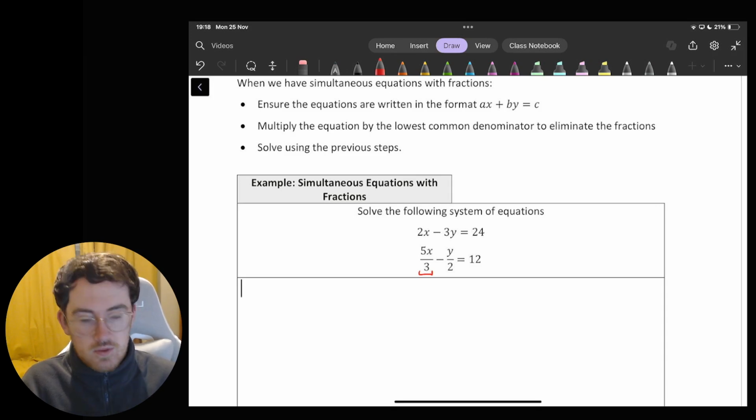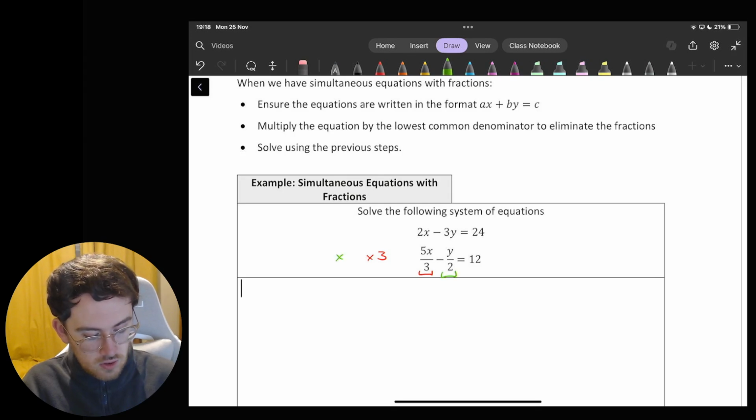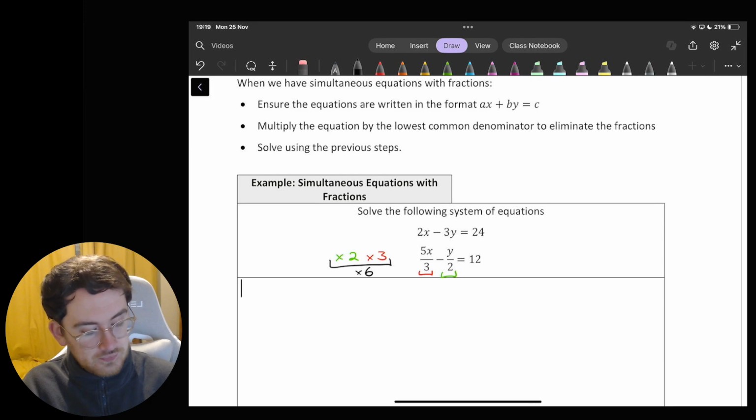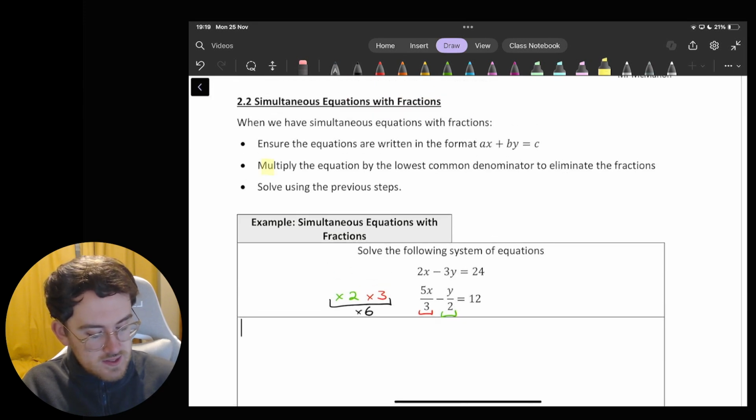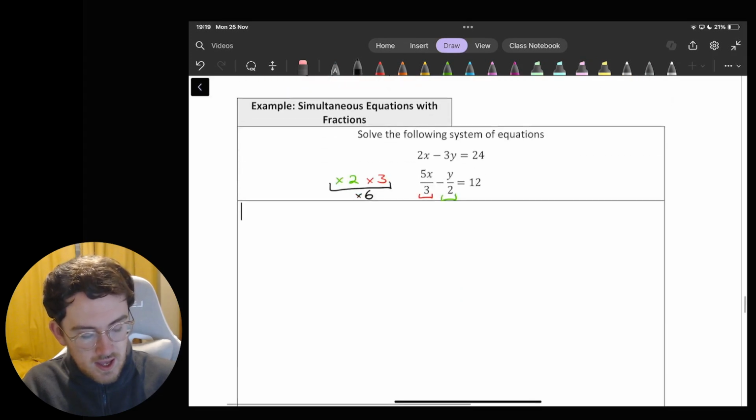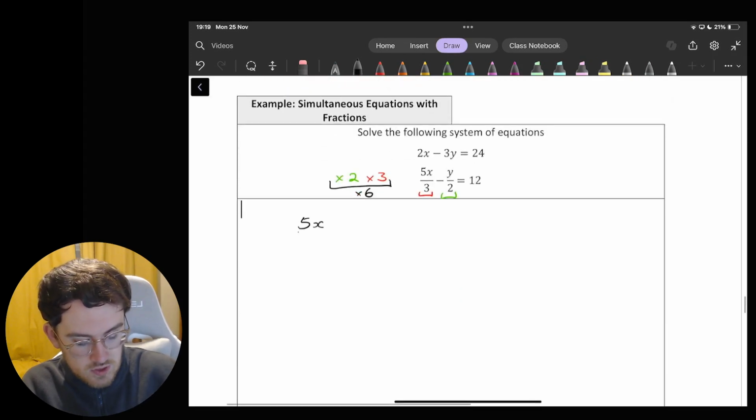If I was to try and get rid of the 3 here, because it's division, a fraction, the way of getting rid of that would be to multiply by 3. So I would multiply this entire equation by 3. But to get rid of the 2, I would also multiply the equation by 2. And multiplying by 2 and then by 3 is the same as multiplying by 6 overall. If we look back at the steps here, that's essentially what I'm saying in this second line. We're looking at the lowest common denominator. The lowest common denominator for 3 and 2 will be 6. So let's see how we would maneuver that one.